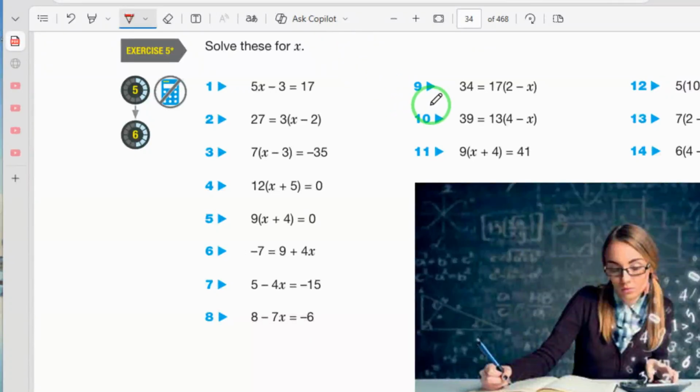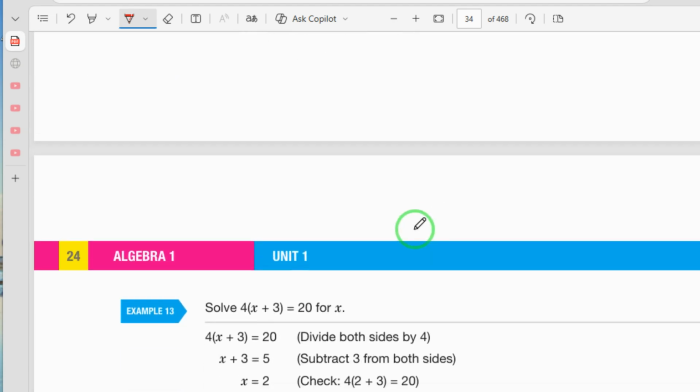Today we are going to work out exercise 5 star, page 24.